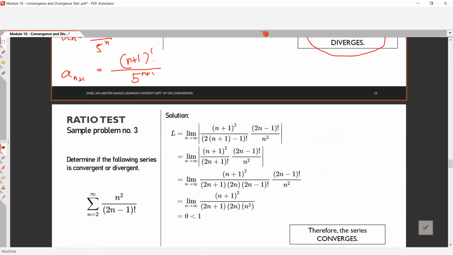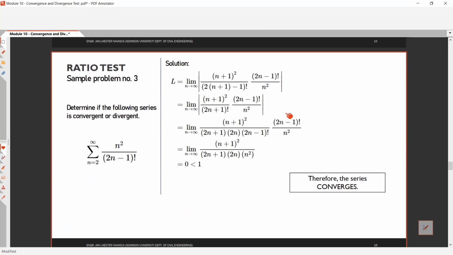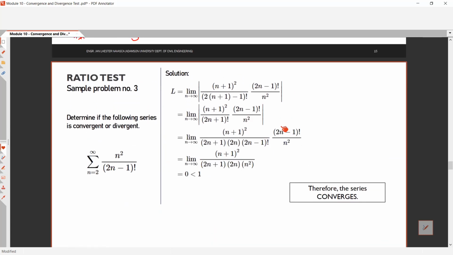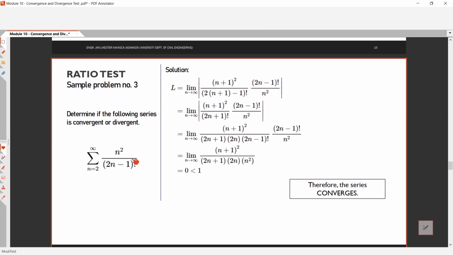So sample problem again for ratio test. Last sample problem for a ratio test. Determine if the following series is convergent or divergent using the ratio test. This one: n squared over 2n minus 1 factorial. Take note, this is starting from n equals 2 to infinity.